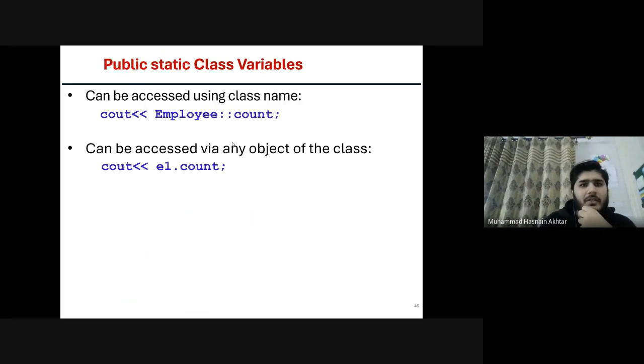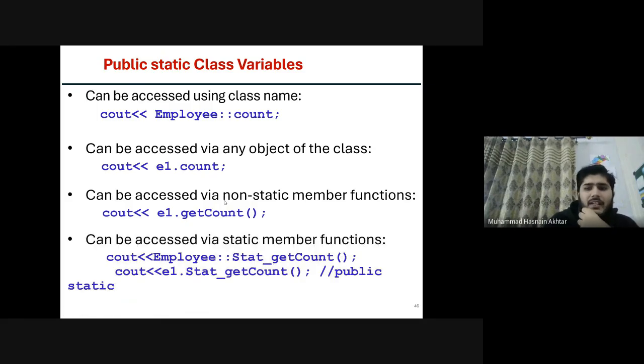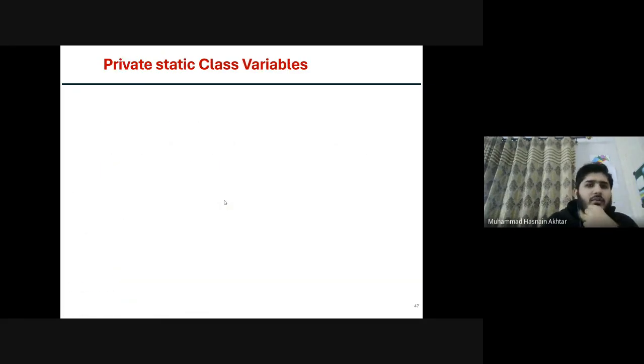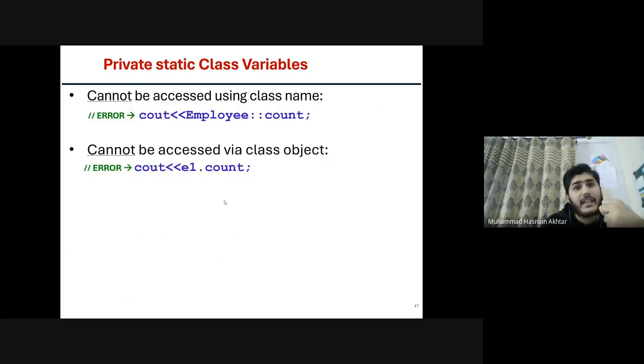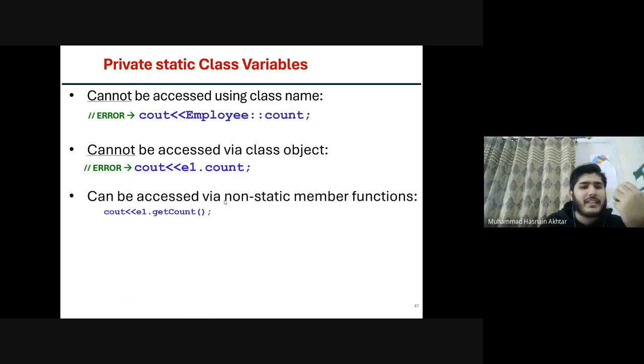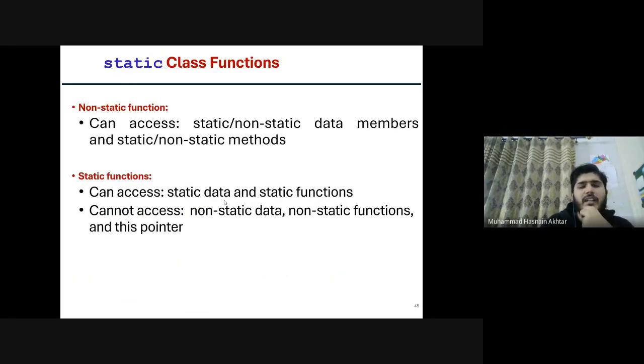Public static class members can be used with the class name or any object of the class. They can be accessed via non-static member functions. Even non-static member functions can call them. They can also be accessed via static member functions, obviously. Private static class variables cannot be accessed through the class name. They can never be accessed through the class objects, but they can be accessed through non-static member functions and static member functions.